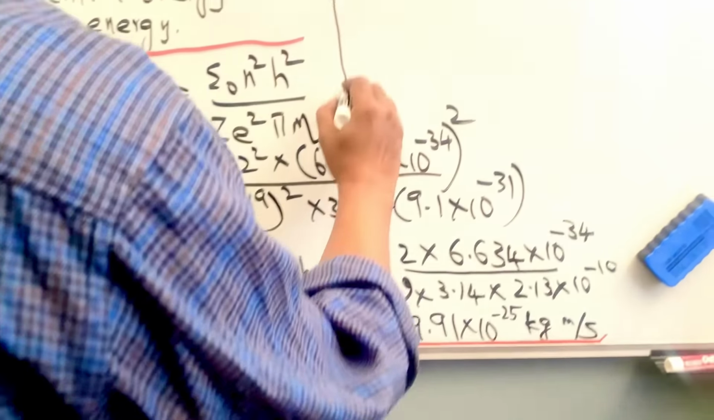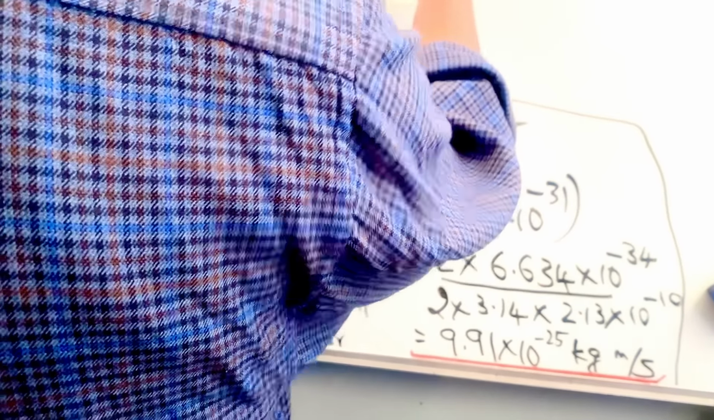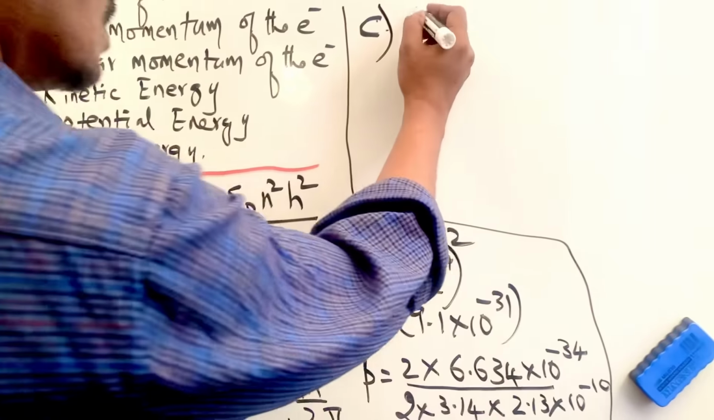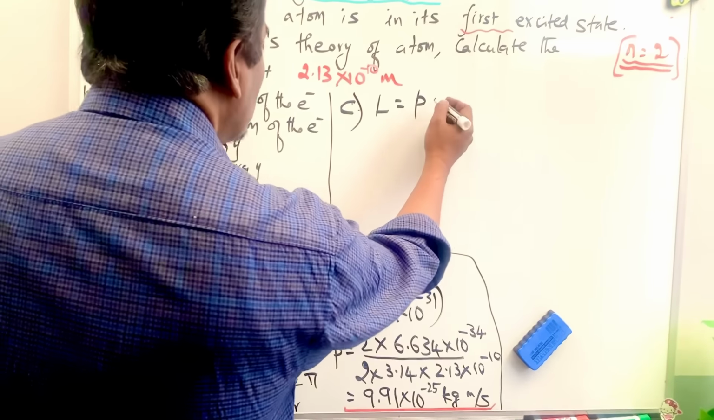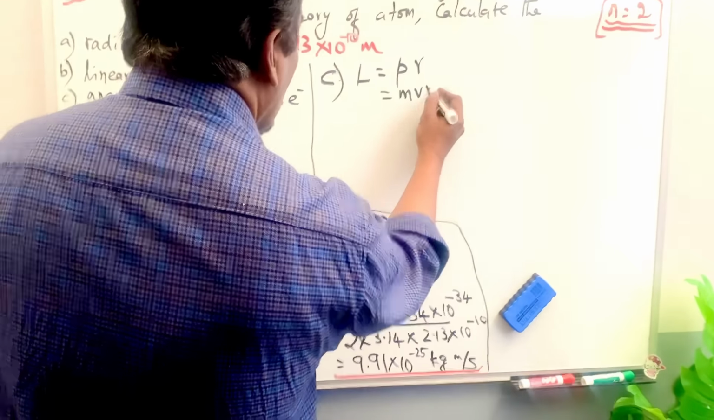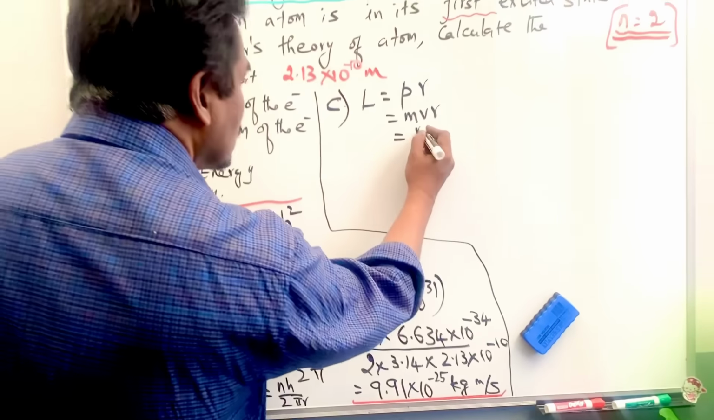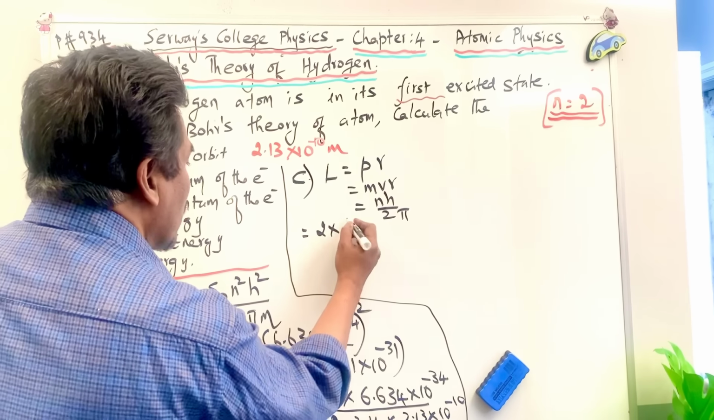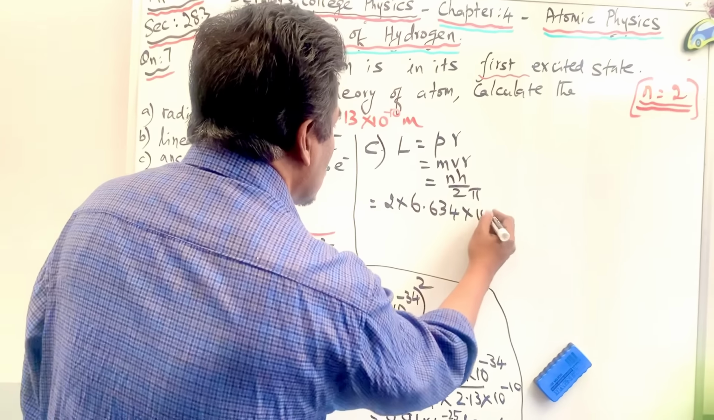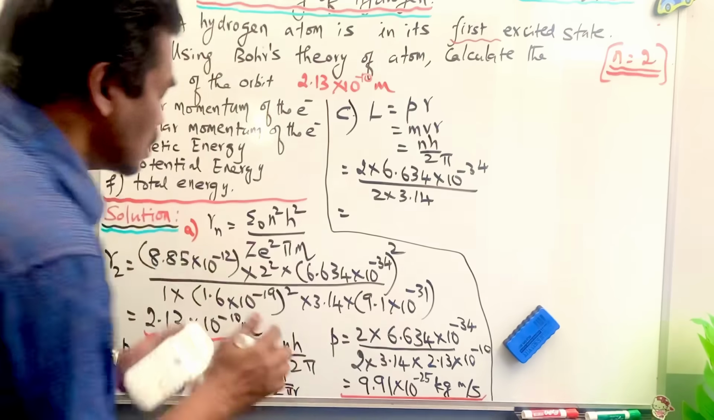Now let us go to C, angular momentum. Angular momentum is L. It will be linear momentum times the radius, that means mvr. We already know what mvr is: nh by 2 pi. So we can substitute the value. n is equal to 2 times Planck's constant 6.634 times 10 to the power negative 34 over 2 times 3.14. We will get the answer.